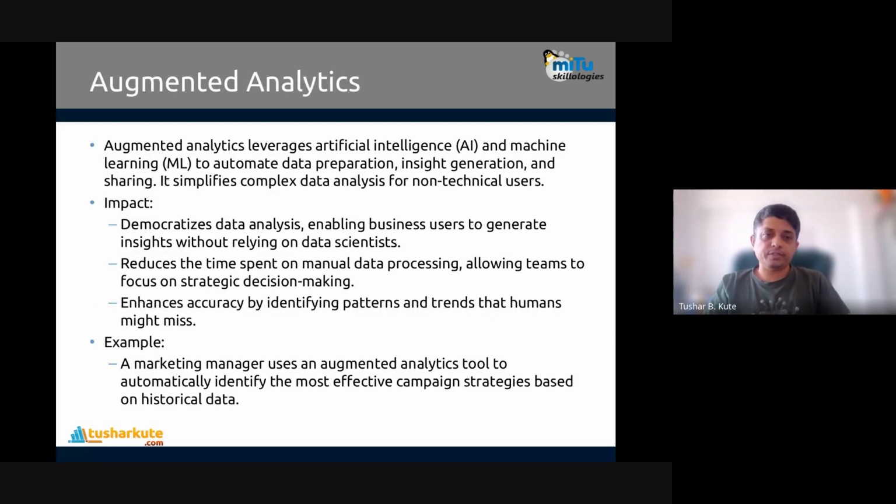First, augmented analytics, which leverages two things, AI and ML, where we are automating data preparation. Currently, the data we are preparing is done manually. So data preparation, insight generation, and sharing with peers or company professionals is possible with the help of augmented analytics. This is what we call no-code AI. No code means you don't have to write a single line of code, which simplifies complex data analysis for non-technical users. Non-technical users can also do this work effectively.